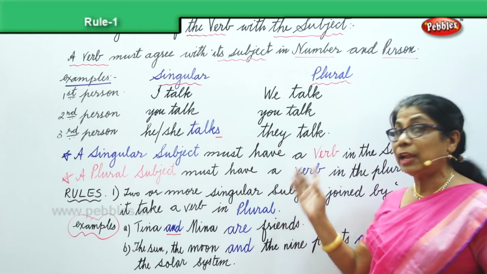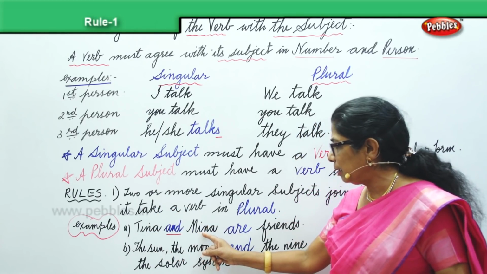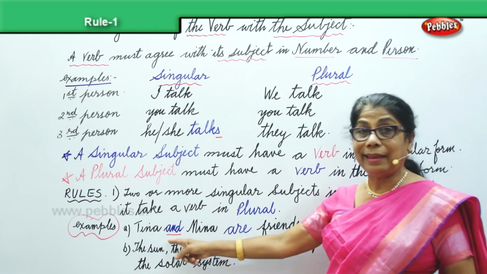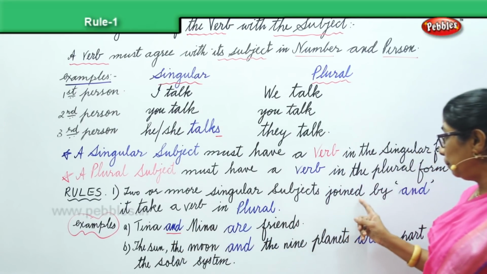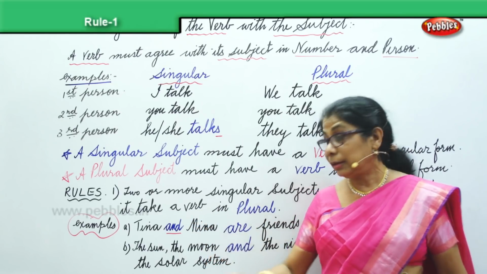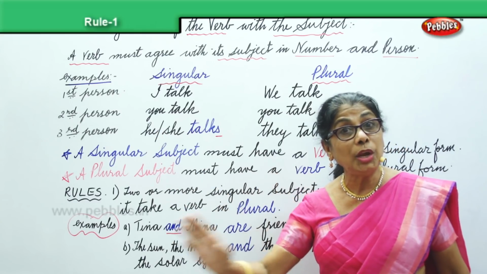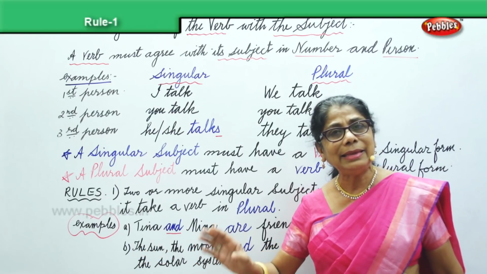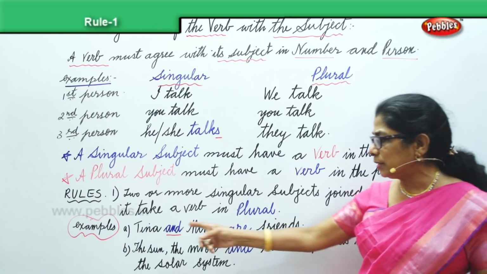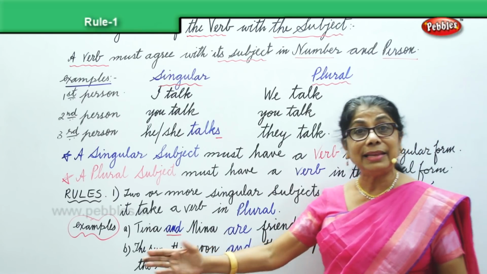When two or more singular subjects, Tina, singular subject, Nina, singular subject, are joined by and, then it takes a verb in the plural form. When it is joined by and, automatically it takes the verb in the plural form. So we add are. We do not say Tina and Nina is friends. Are. The verb changes.